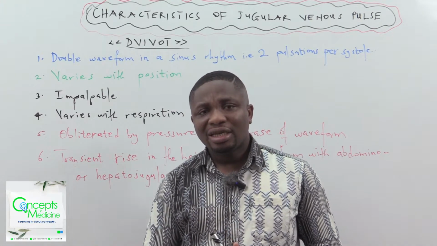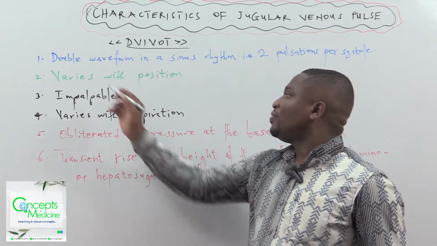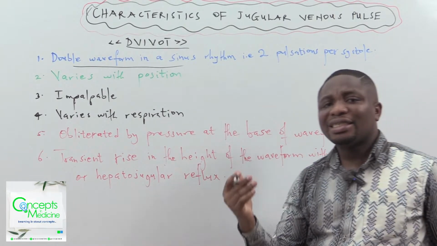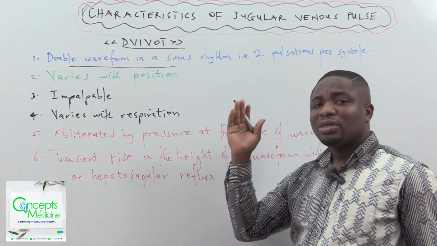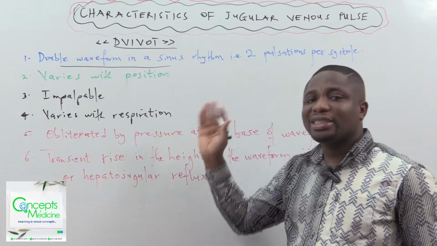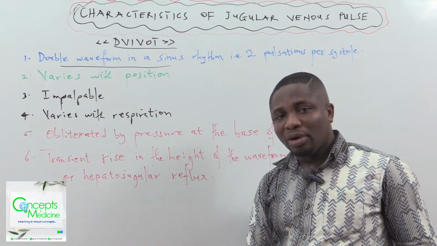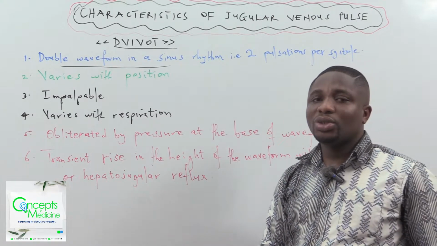Now let's take a look at it one by one. What we are trying to say with the first one is that if you look at the double waveform that you are talking about, it will have an X and Y descent. Double waveform, we are looking at what? X and Y descent. That's 2 pulsations per systole, unlike in the carotid pulse, where there will only be what? A single pulsation per systole.